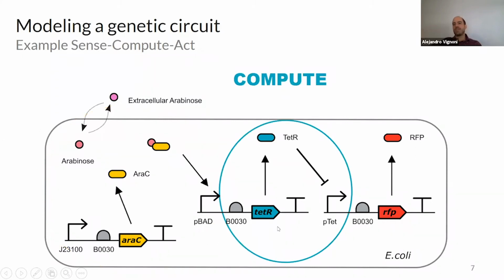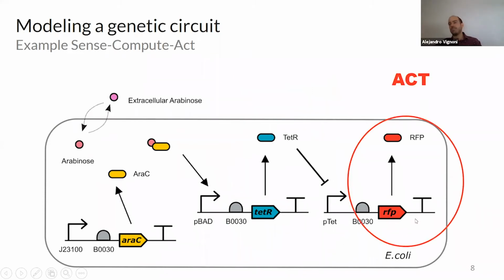Then the compute part, what it's doing is based on the PTET promoter, which is a repressor, and depending on the level of expression of this protein TetR, which is the transcription factor, the more you put of TetR, the less the expression of the protein you put here you will have. It's a repressor. If there is no TetR, it will be high expression. If there is a lot of TetR, there will be very small amount of expression. And then the last one, simple in this case, is just a fluorescent protein that we put here and that we will measure later on to represent our action.